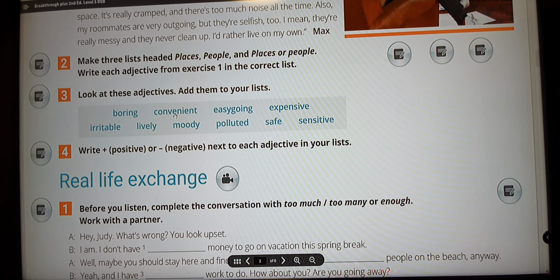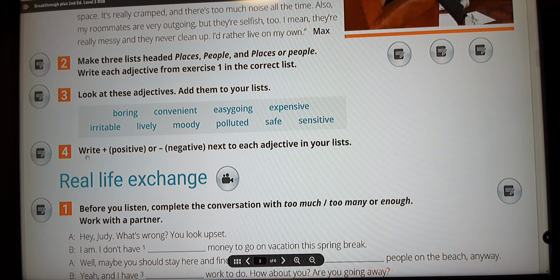Boring, convenient, easygoing, expensive, irritable, lively, moody, polluted, safe, sensitive. We should know the meanings of these words.